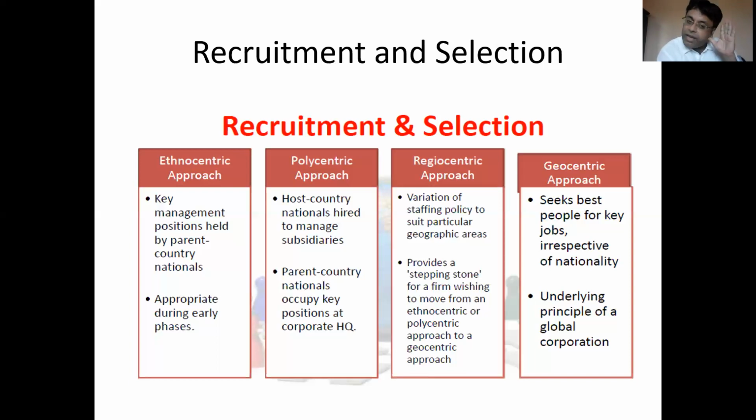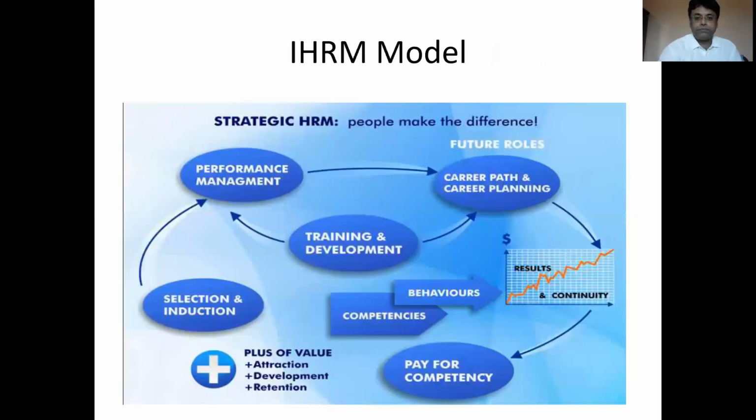I don't care whether the person is a host country, third country, or parent country national. If he fits the job and has the best quality, he would be hired. Okay. So those are the underlying principles of global corporations. These are the 4 approaches for recruitment and selection. What are the 4 approaches? Just repeating once more: ethnocentric approach, polycentric approach, regiocentric approach, and geocentric approach.